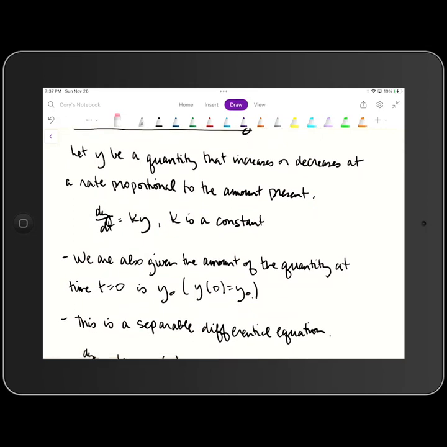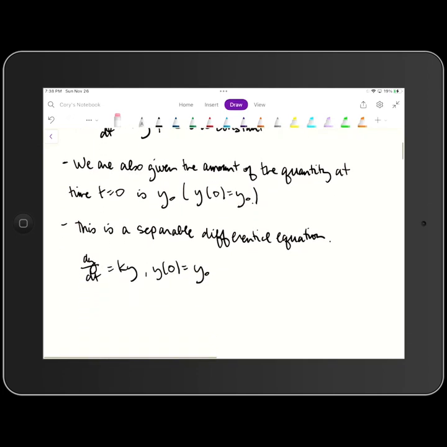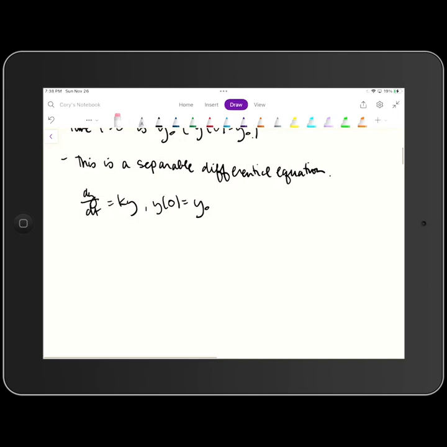And we are also given the amount of the quantity or population at time t equal to 0 is y sub 0, or y naught. So that means that the amount or population at time 0, y of 0, is equal to y sub 0. And this is going to be a separable differential equation. Okay, so let's go ahead and work through the solution to the separable differential equation.